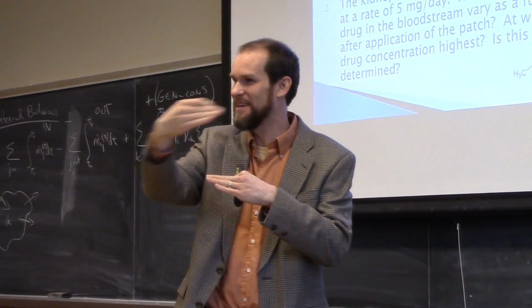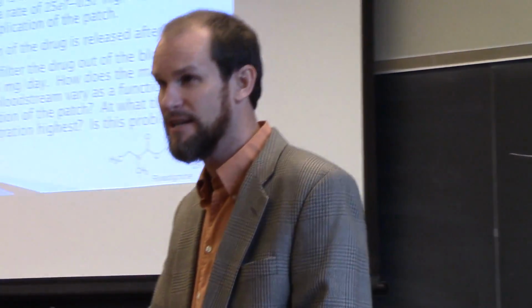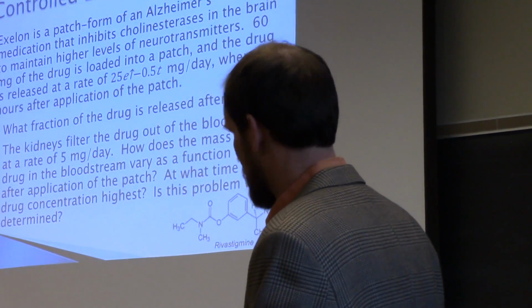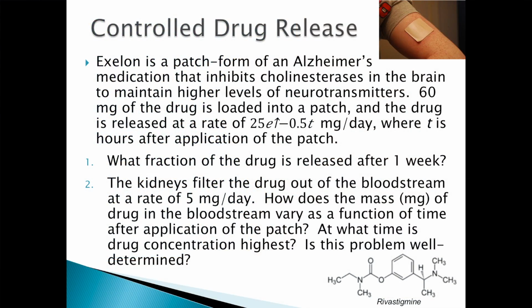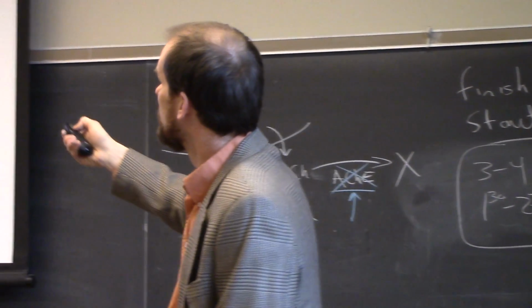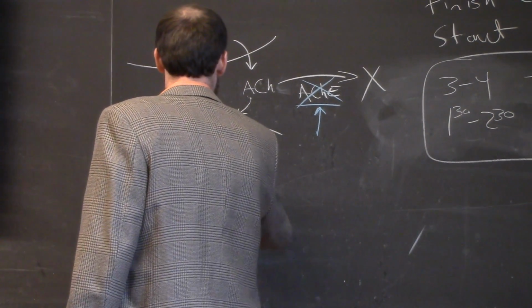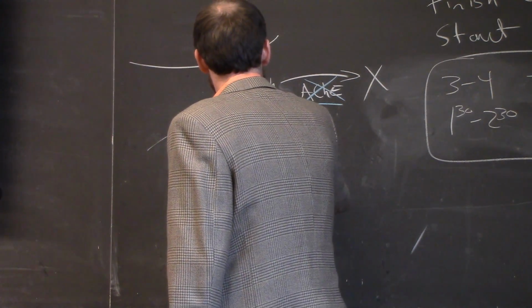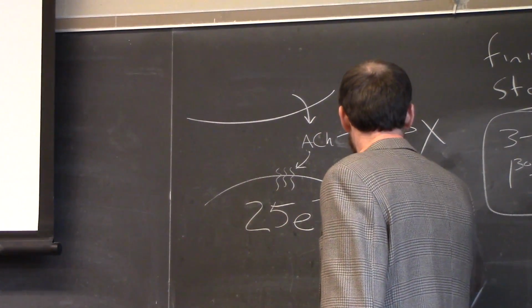So we went back a few steps. Biologists often like that, affecting one thing, affecting another, affecting all these feedback loops. So that's this problem. That's this Exelon, which I guess is treating Alzheimer's and Parkinson's now, and a little bit of dementia. So Exelon is a patch form of an Alzheimer's medication. It inhibits acetylcholinesterases in the brain to maintain higher levels of neurotransmitters like acetylcholine. Let's say we load 60 milligrams of the drug into a patch. The drug is released at a rate of 25 times e to the minus 0.5 t milligrams per day.